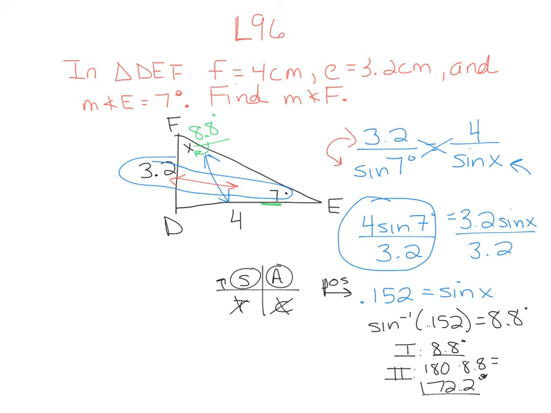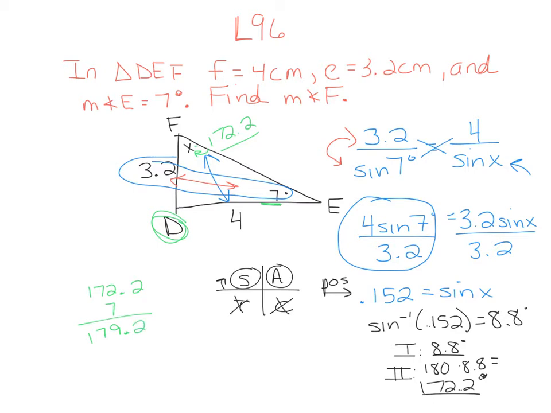If I put the 172 here, I mean, it's pretty close, but that also fits. I just have to have a really tiny angle here for D, because 172.2 plus 7 would equal 179.2, so there could still be a 0.8 degree angle there.